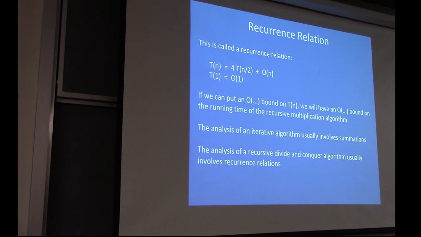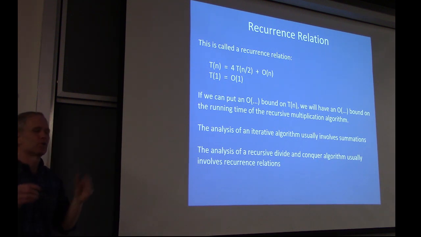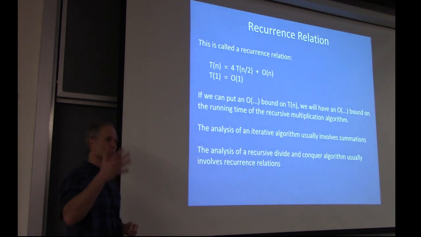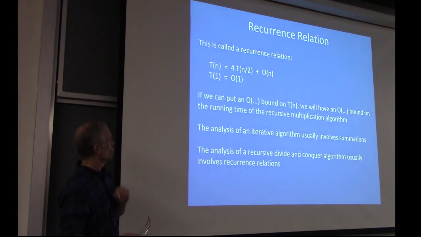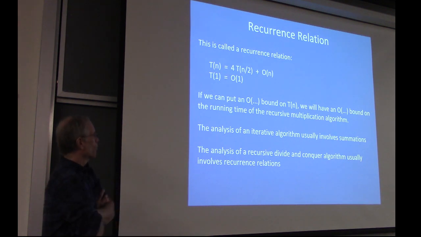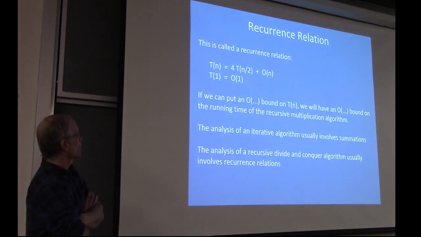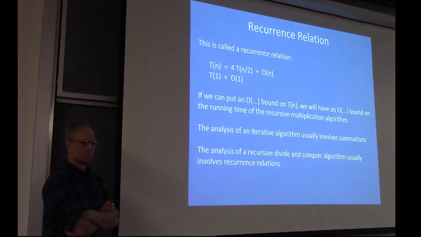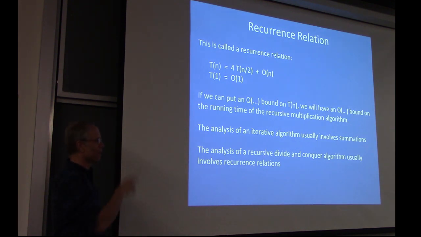So when we analyze divide and conquer algorithms, such as recursive multiplication or merge sort, we're going to use recurrence relations. But what remains to be seen is how we take a recurrence relation like that and put a big O bound on it. I'll give you a hint. The bound on T(n) is not O(n). We haven't found a linear time multiplication algorithm.